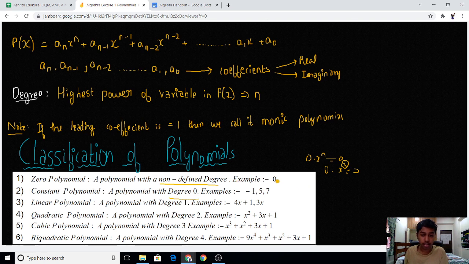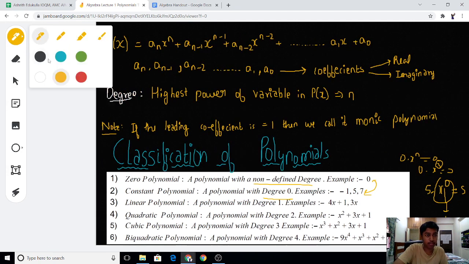Many people will get confused between these two. So pi into x square, x power 0. What is x power 0? Pi into x power 0 equals pi, because x power 0 equals 1. Let us take something else: 73 into y power 0. Y power 0 is again 1, so 73 into 1 equals 73. So in a constant polynomial, the degree is 0.